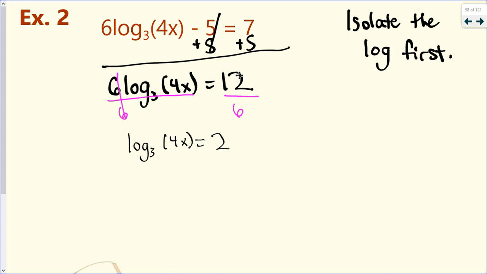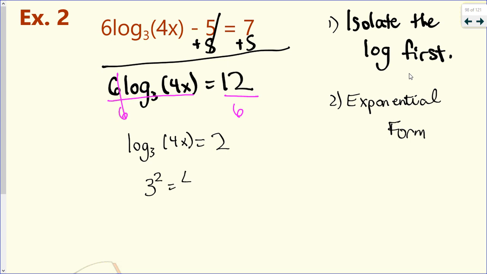So I have done what I set out to do, which is isolate the log first. Now I can go to exponential form. And going to exponential form frees the x from the log. So the base is 3, so it's 3 squared equals 4x. So I've now freed the x from the log, and then I just have to divide both sides by 4. So this is 9/4, just calculating what 3 squared is.